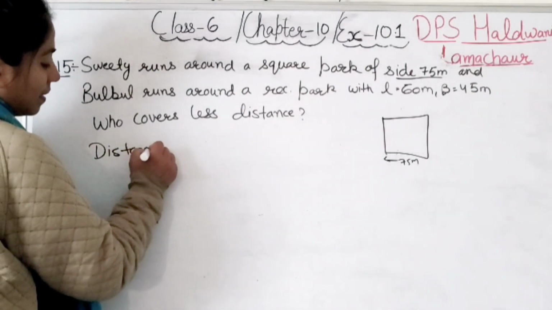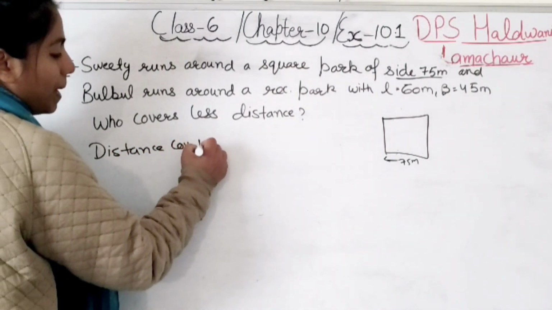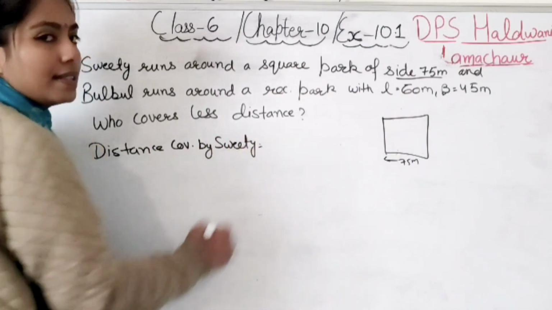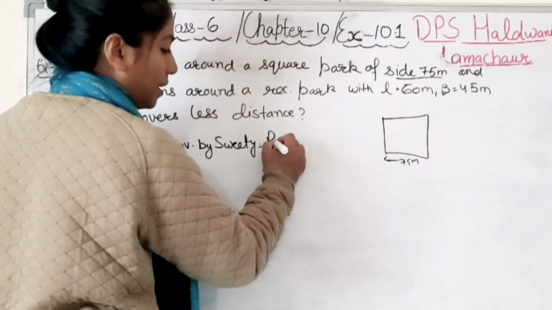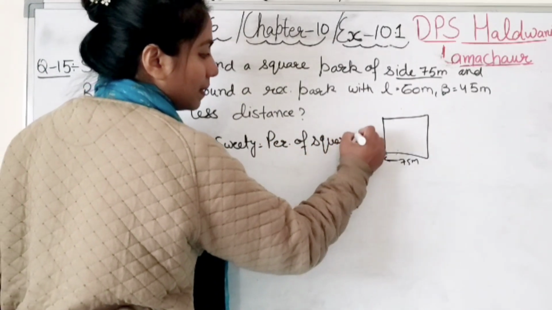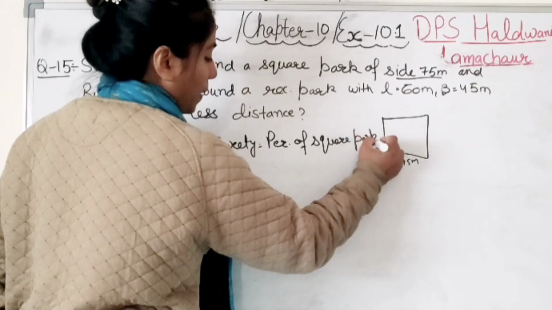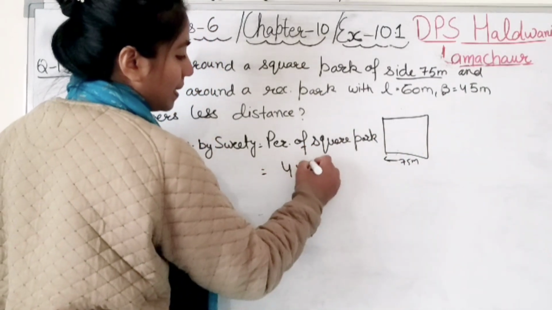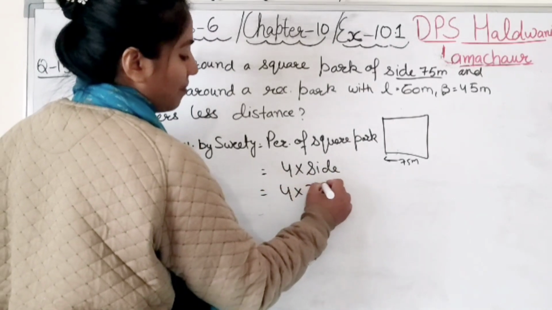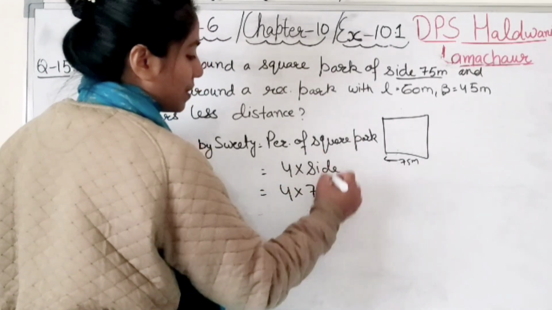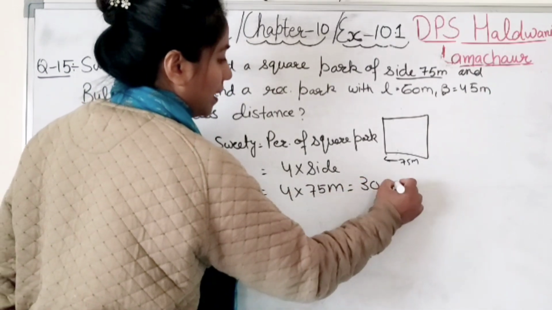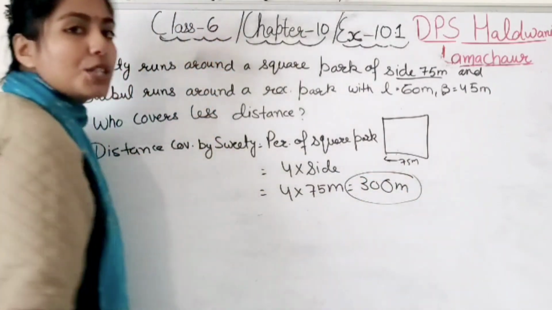distance covered by Sweetie. कितना डिस्टेंस कवर किया? जितना उसका पेरीमीटर होगा. पेरीमीटर ऑफ स्क्वायर पार्क. राइट स्टूडेंट? और स्क्वायर पार्क 4 into side and side is given to you 4 into 75 meter. So 75 4s are 4 2s are 20. 300 meter. It is for Sweetie.